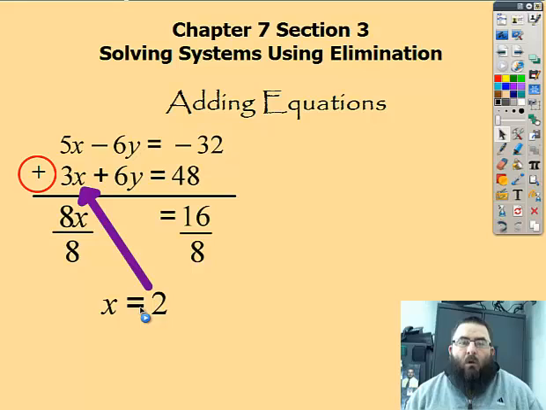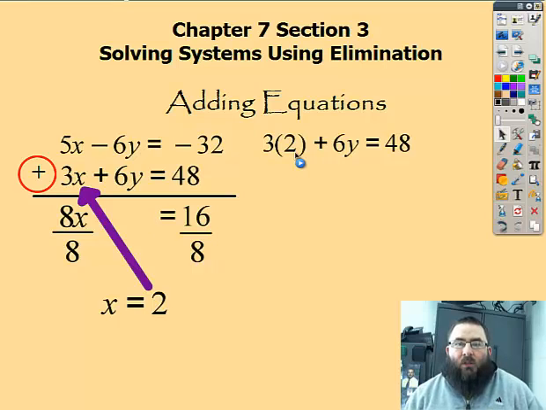So what do we do? Well, we're going to substitute it back in for x equals 2. We can either put it into 3x here or 5x, whichever one. I'm going to choose the 3x plus 6y equals 48 because there are no negatives there. That seems a little bit easier, don't you? Yeah, that's what I thought.